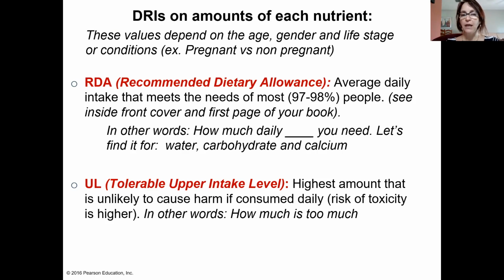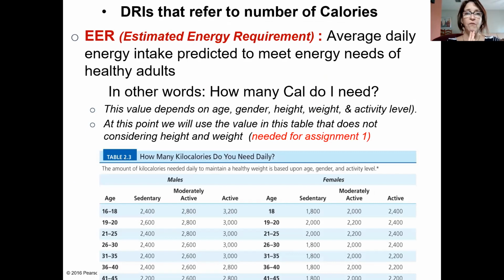So the RDA, again, tells you how much of a given nutrient like water, carbs, lipids, etc. you need. How much calcium do you need in one day? The other 2 values we will learn are more related to number of calories. So instead of talking about how many grams you need for a given nutrient, it tells you how many calories you need, or how many calories should come from carbs, from proteins, or from fats.